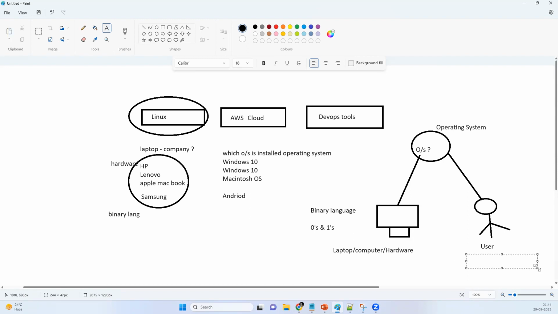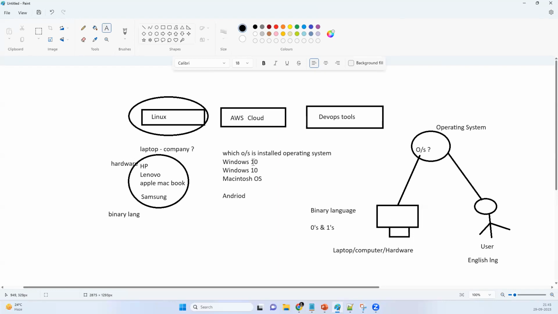So you are interacting with your mobile phone or a laptop, right? Which language do you know, guys? Tell me, which language are we communicating in? English. Yes, English language. English language is nothing but a high level language.